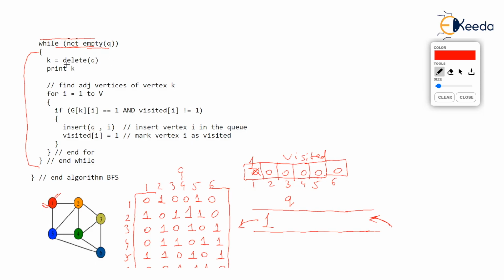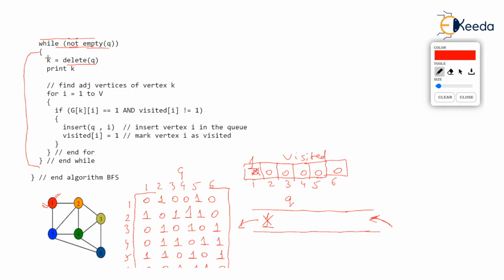And immediately call the delete function on the queue. Now you know whenever you call the delete function, it will always delete the first element of the queue. This is not deleting the entire queue. Delete queue means delete the frontmost element of the queue. And you observe the queue. The frontmost element of the queue is 1. So 1 gets deleted, and the value deleted from the queue is silently stored in k. So k is 1, because the deleted value from the queue was 1.